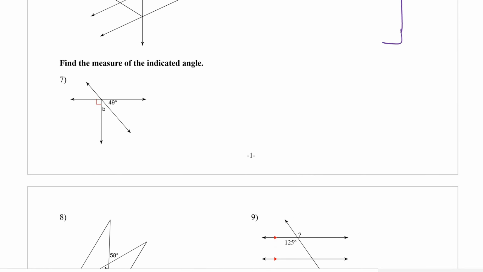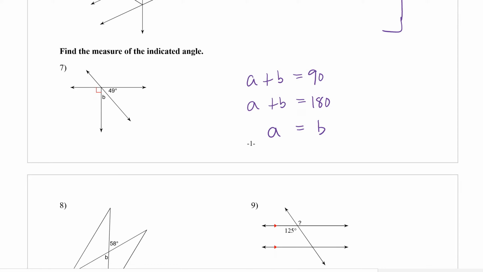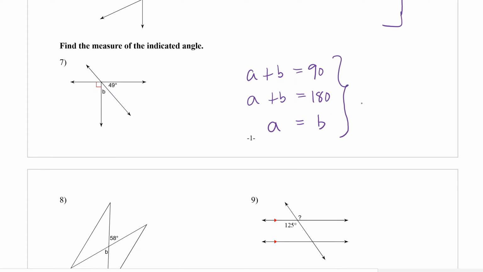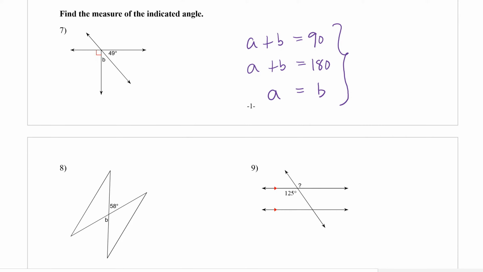7 through 12, basically you have just a couple of different things that could happen. You could have two angles that are equal to 90. You could have two angles that are equal to 180, or you could have two angles that are equal to each other. So your job is to figure out which of these relationships applies to that particular problem and then solve the problem. So usually that requires setting up an equation. So these first few are pretty simple.